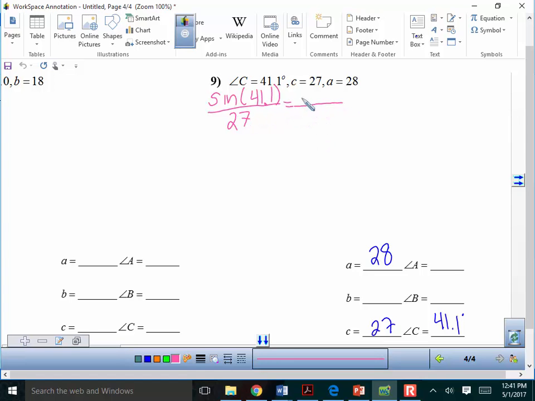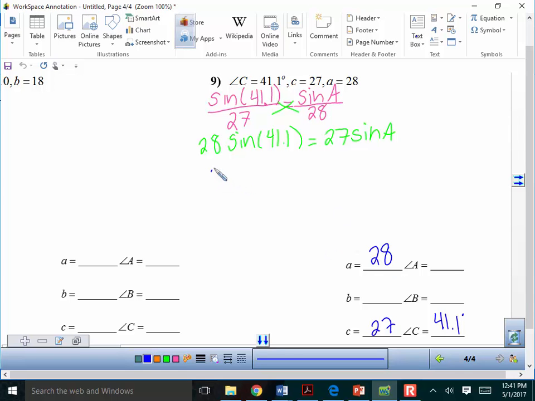Okay, and that's equal to what, Chloe? Sine of A over 28. Okay, so now we're just going to cross multiply. And we get 28 times the sine of 41.1 is equal to 27 times the sine of A, correct? So what are we going to do now, Chloe? We want to get the sine of A by itself, right? How can we do that?